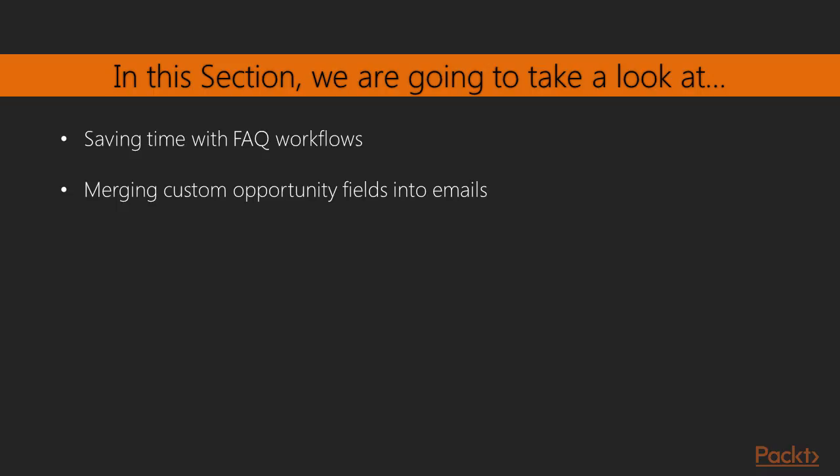And then we're going to look at merging custom opportunity fields into emails. We're probably familiar with custom fields on a contact record. You may not know that you can actually put custom fields on opportunity records too to store information. So for example, if I was a solar panel installer, obviously there's a lot of information I need to know to make that happen, so I can create custom fields to hold information like inspection dates, model numbers, things like that.